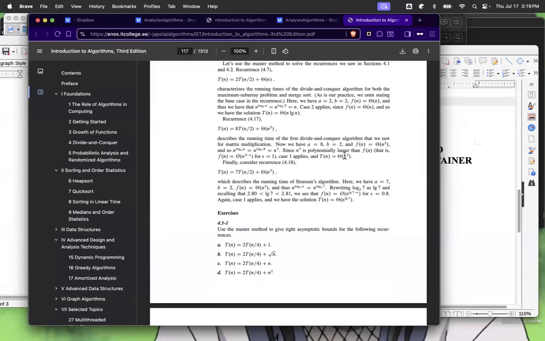Which is what you have here. Now this would be log base 2 of 7 versus n squared. Log base 2 of 7 is just slightly smaller than log base 2 of 8, which would be n cubed, right? So now this one is slightly larger. And so we would expect a running time of theta of n to the log base 2 of 7, which is what you have here.